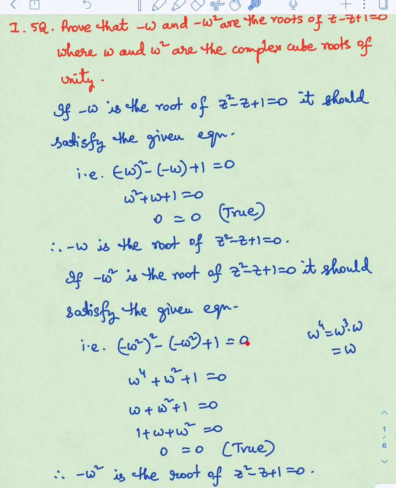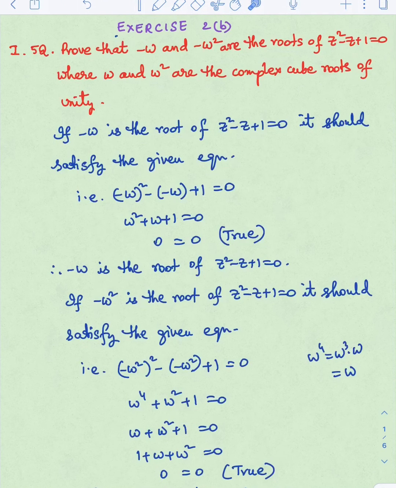So this is 1 plus omega plus omega square. RHS is 0, LHS also is 0. It is true. So it satisfies. Therefore, minus omega square is also the root of the given equation, which is to be proved.